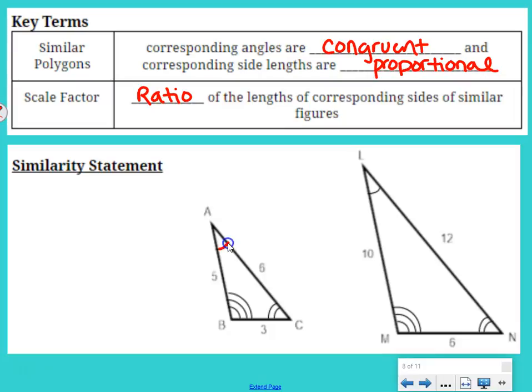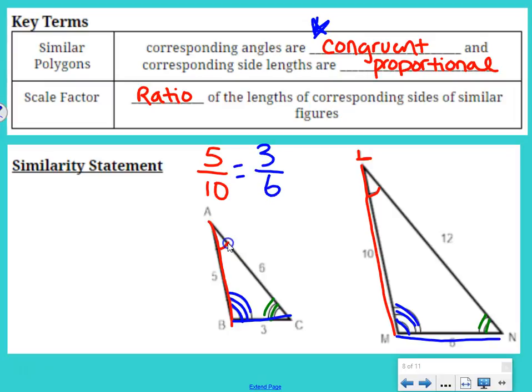Well, if we notice, we have congruent angles. There are 3 pairs of congruent angles. That's one piece of similar figures, congruent angles. The other piece is proportional sides. So if we look at side AB, that would correspond to side LM. So 5 to 10, that would be the ratio of the side lengths. Then if we look here, BC and MN, 3/6.